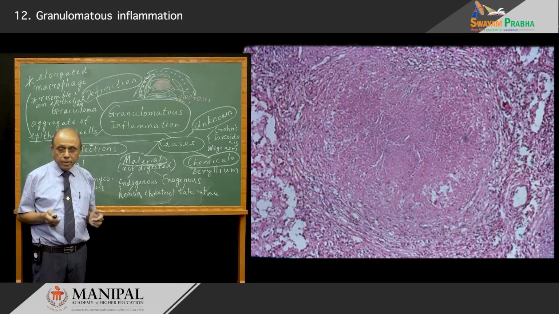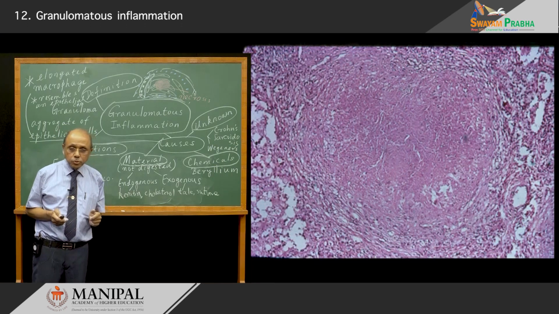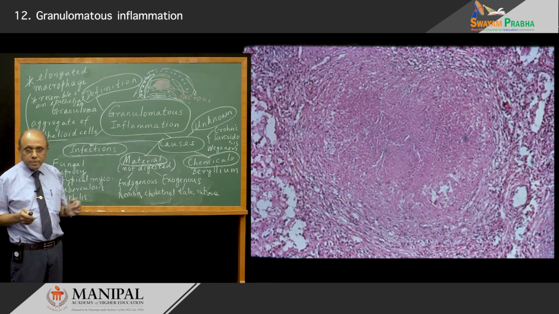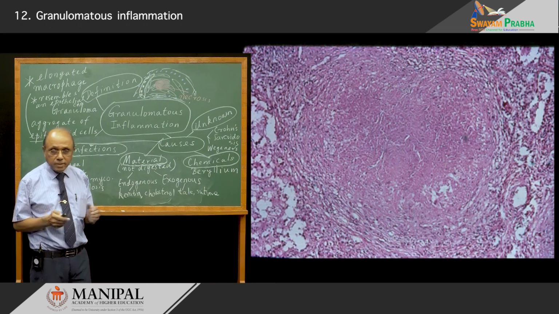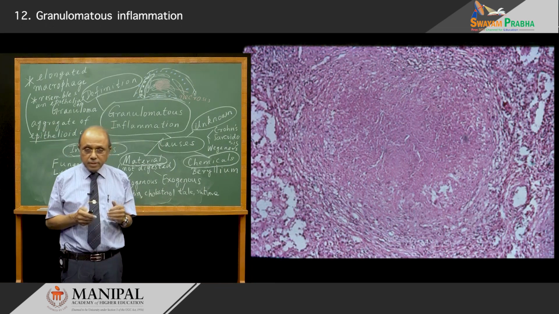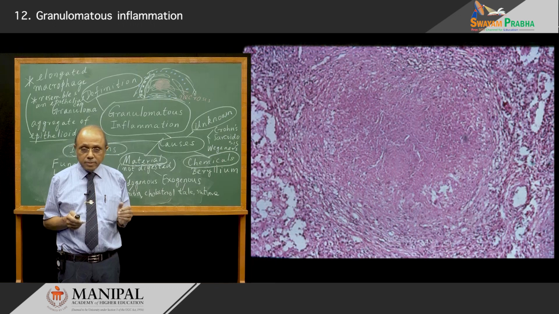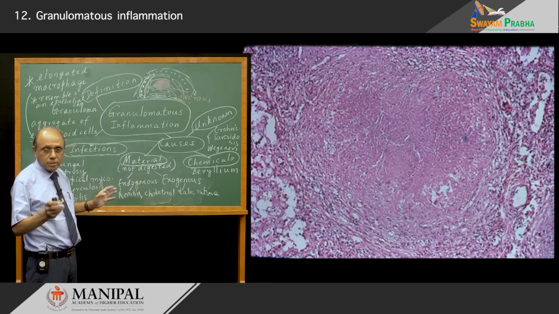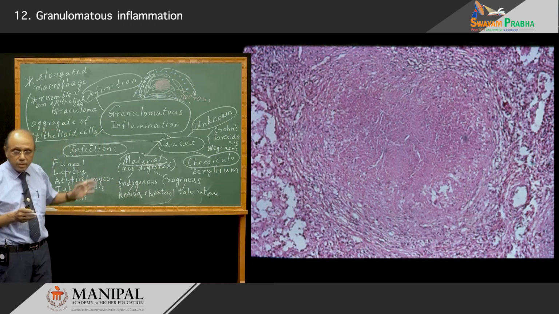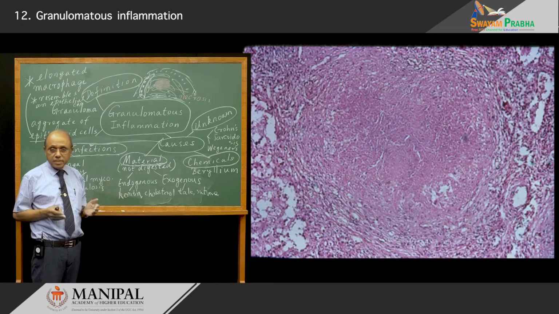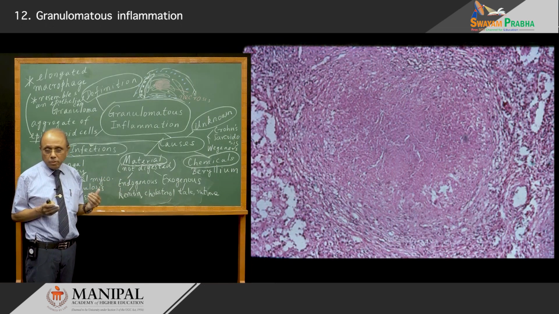lymphocytes. Here is yet another picture to show you in focus what happens in caseation necrosis. The entire tissue has been destroyed and it is homogeneous pink in appearance. So, caseation necrosis may be found in tuberculosis, but caseation necrosis is not a requirement all the time.